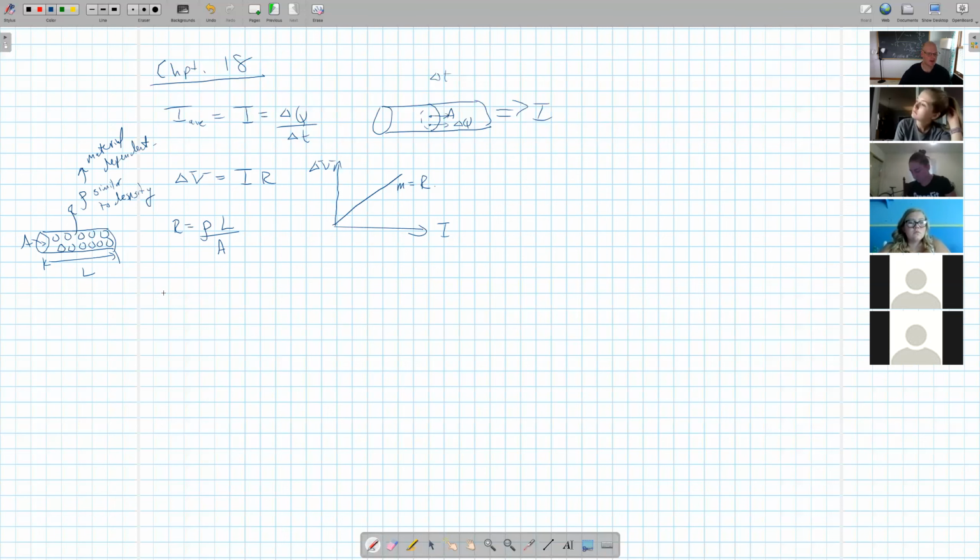It's also temperature dependent. So we know that rho, as a function of temperature, is equal to whatever it is at the initial temperature times 1 plus alpha times T minus T0, where alpha here is also material dependent. So different materials will have different alpha values.